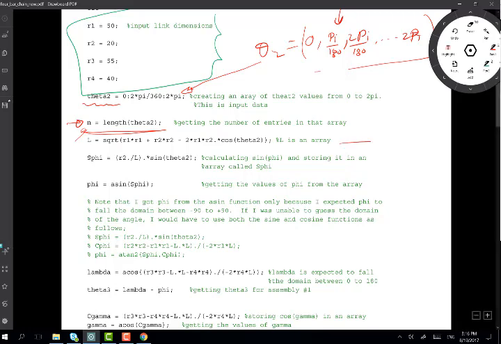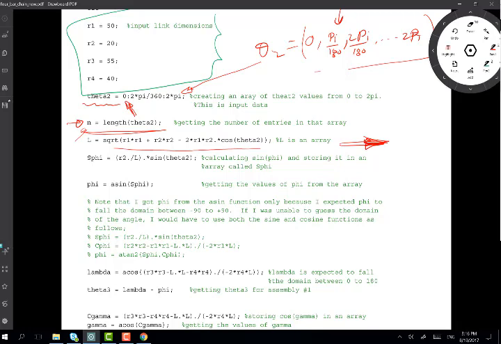This is where I calculate the length L, which is very important for finding those other values for angles. This is a square root of the expression I had. Now, don't forget that theta 2 is an array of many values, so expect L also to be an array of many values, where every value corresponds to a specific value of theta.